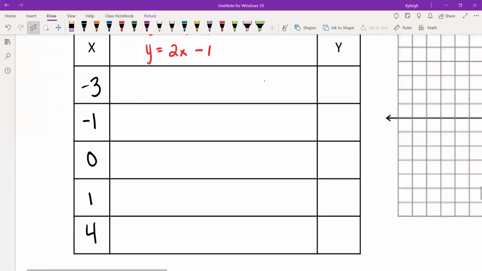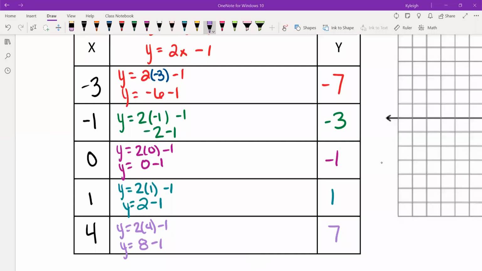So now I want you to try to take these numbers and plug them in for x and see what you get for y. So try that right now on your own. Okay, for the first one, you should have had 2 times -3, which is -6. -6 minus 1 is -7. So hopefully you got it for that one, just to kind of check in. I want you to do the next 4. All right, so hopefully you got -3, -1, 1, and 7.